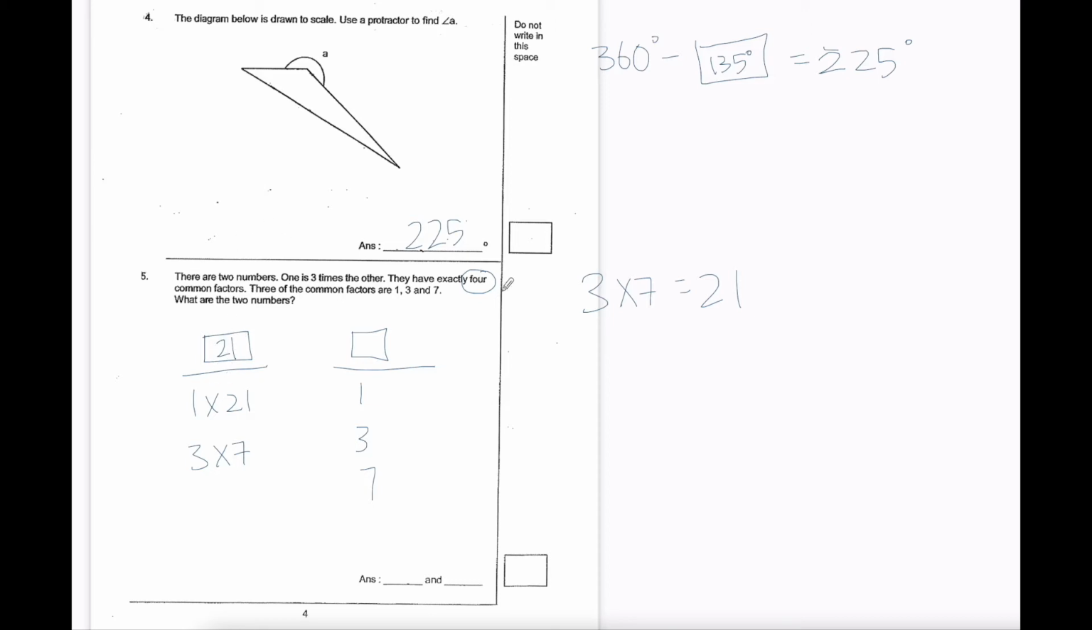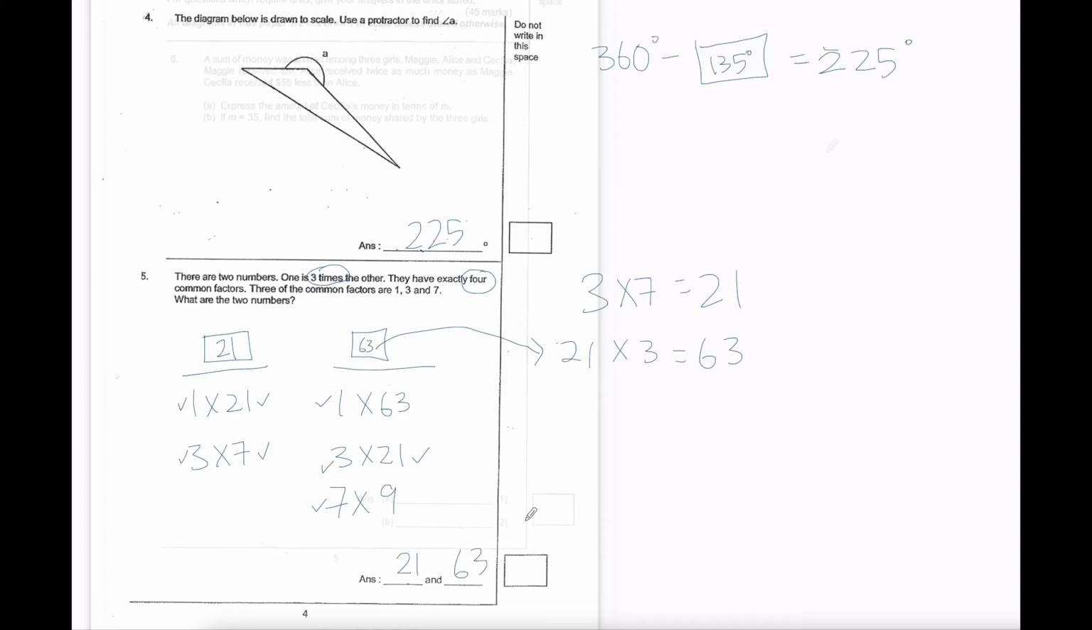So there are 4 common factors and one is 3 times the other. So this number will just be 21 times 3, which is 63. Okay? So now let's find out the factors of 63 and see if it's correct, okay? Okay, this is common, this is common, this common, this common. And here we got it. The answer is 21 and 63. Okay, let's move on. Question 6.